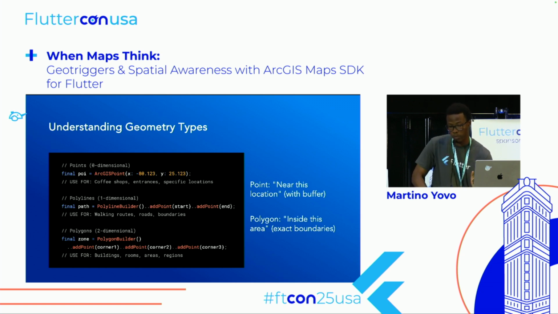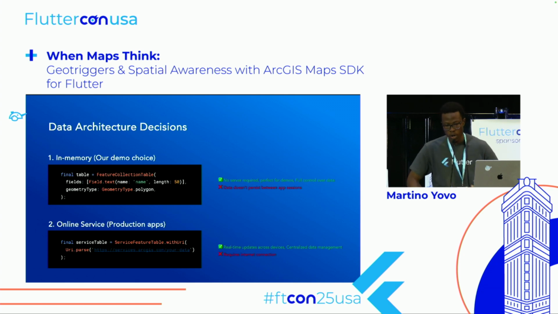The second type we want to explore is the polyline type. So this is one-dimensional. So you can think of it like a route. And if you want to define it, you will use the polyline builder class from the ArcGIS Maps SDK. And the third type is the polygon. So it's like a geometry. Yeah, so two-dimensional, from a triangle to any type of object you want to represent.